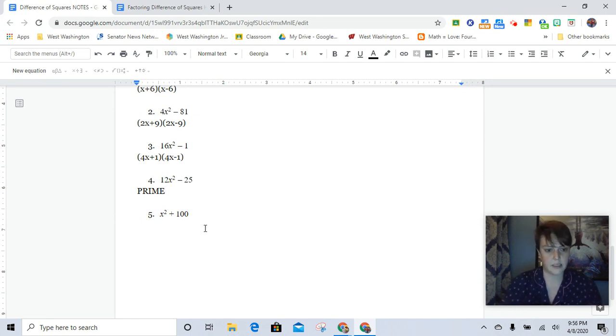And then we've got this one, x squared plus 100. So what's the square root of x squared? Oh, have you caught me yet? Okay. Yes, this is an addition problem. We cannot factor this because there's no two numbers that multiply to be 100 but add up to 0. 10 and 10 multiply to 100, but they add to be 20. 4 and 25 multiply to be 100, but they don't add anywhere near 0. So this, again, is prime.